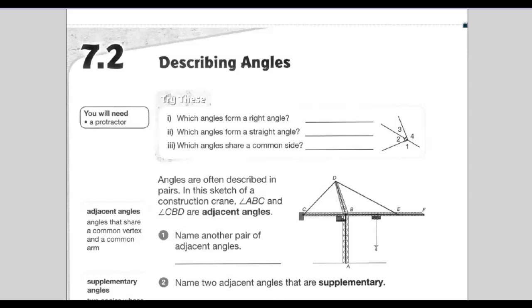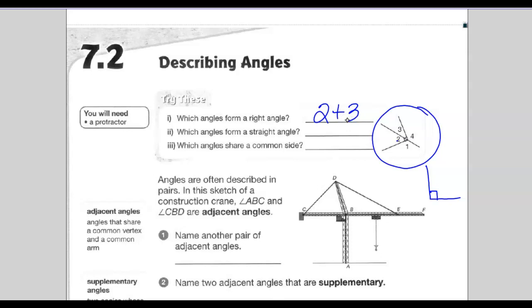So in the try these, it says which angle forms a right angle. So we're looking at this diagram here. Remember that a right angle between two rays or two line segments often is shown with a little box, because a right angle means 90 degrees and the corners in a square are all at 90 degrees. So here the 90 degrees would be angles 2 and 3 together. So 2 plus 3 gives us 90 degrees.